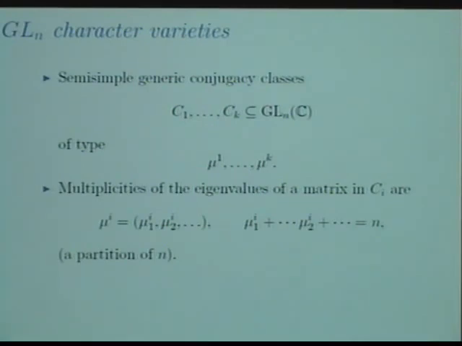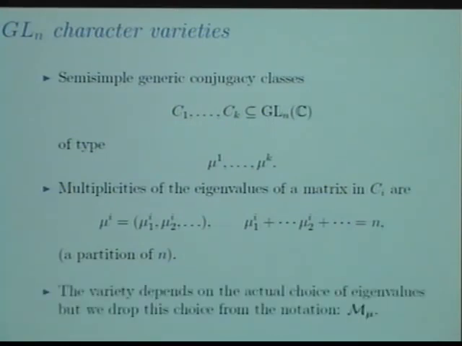And so I'm going to consider a character variety with these choices of conjugacy classes. The variety itself depends on the eigenvalues, of course, but I'm going to drop the notation and simply write the variety as M mu hat. Mu hat means the multi-partition mu1 up to muk. And I said the word generic, and I'll mention in an example exactly what I mean by that.